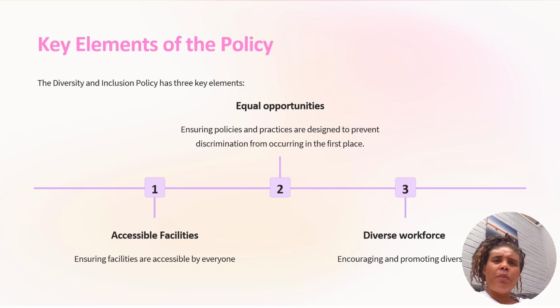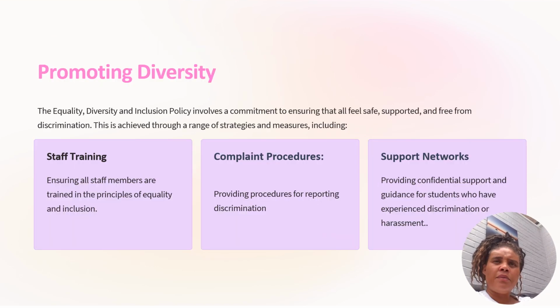So here are the key elements of the policy. Equal opportunities. What we want to do is make sure that organisations provide equal opportunities for education, training and career advancement, irrespective of an individual's background. Next, we want to look at accessible facilities. So health facilities are designed to accommodate individuals with disabilities, ensuring that they have equal access to services too. And we want to encourage a diverse workforce, which ensures a variety of perspectives and ideas are considered, enriching the quality of care provided, because each person from each background brings something new and different to the table, and that can help us with best practice.